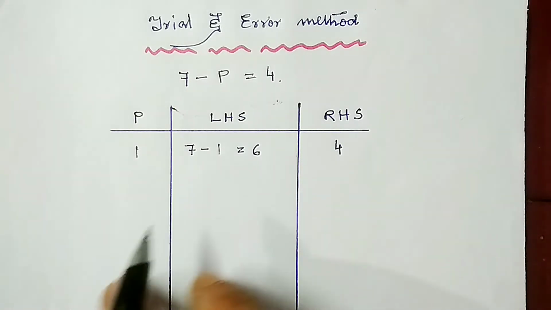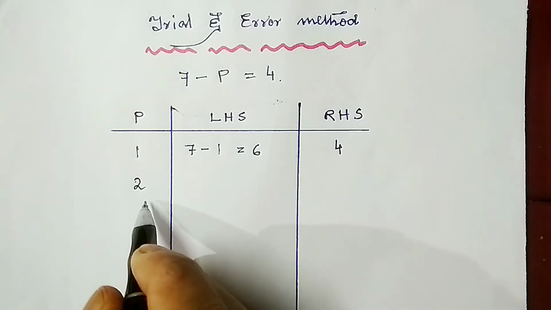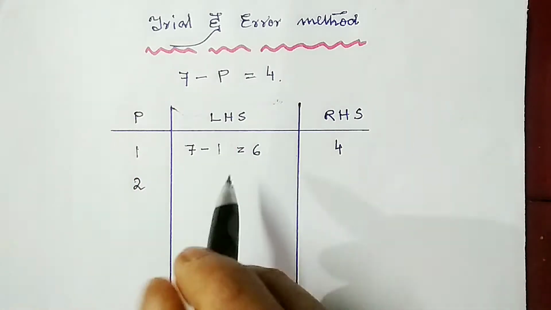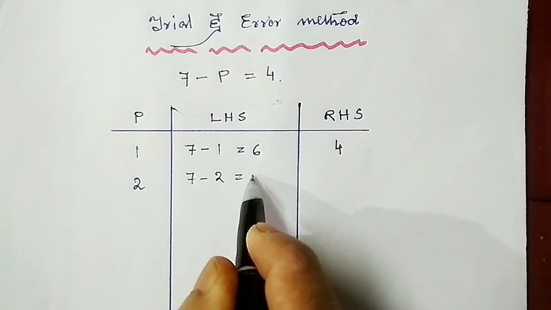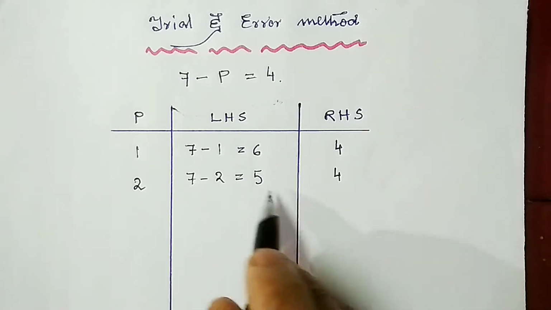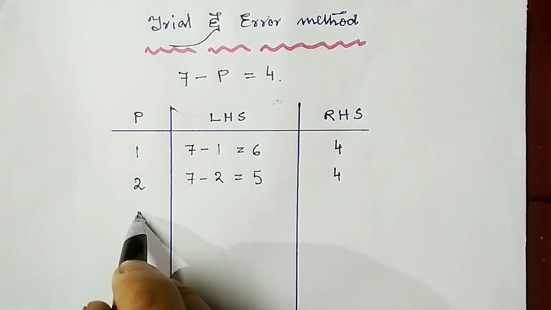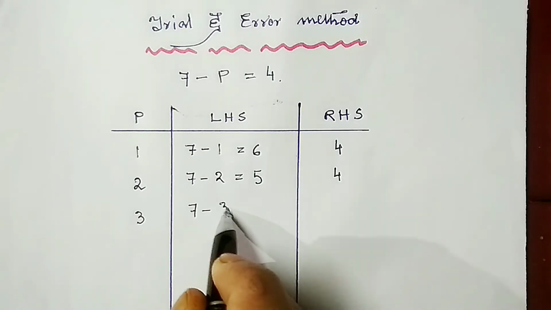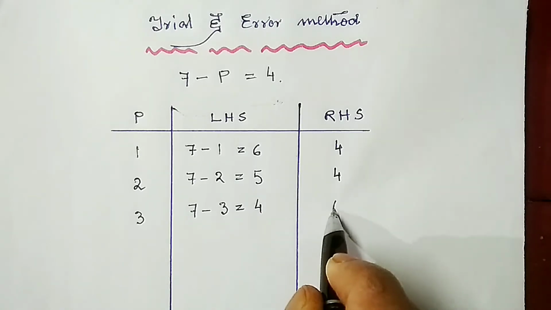So we will try with the next number, say 2. If p is 2, what will be the value of left hand side? 7 minus 2 is 5 and here it is 4. Are they equal? No. We will try with the next number, that is 3. Now 7 minus 3 equals 4. Here also it is 4.